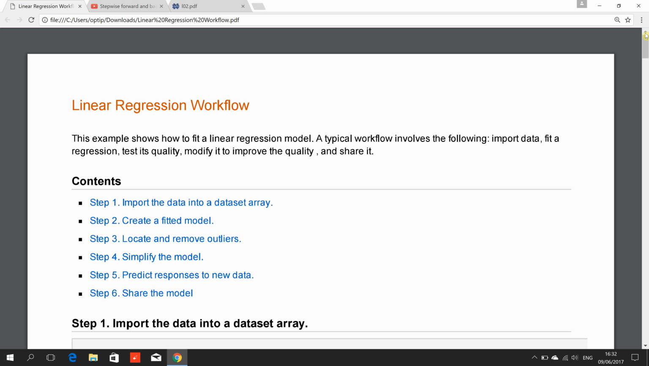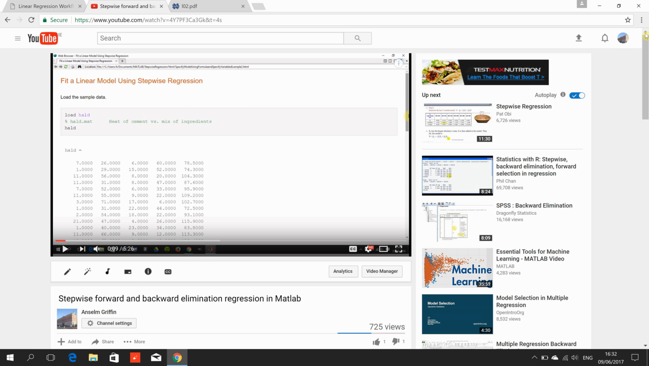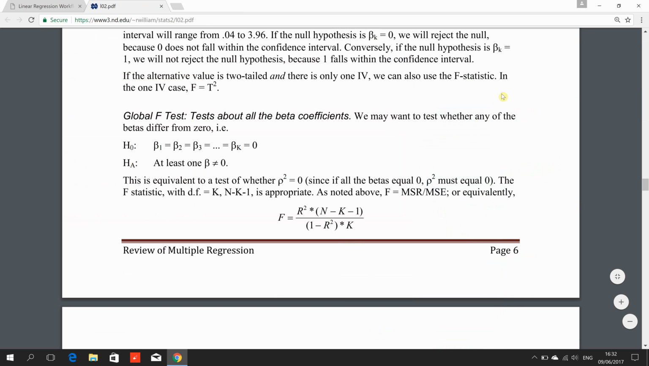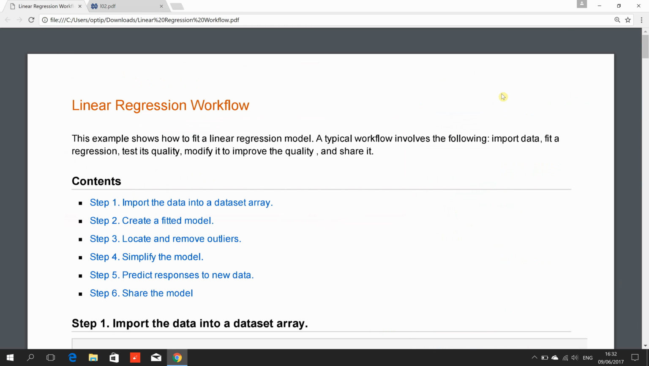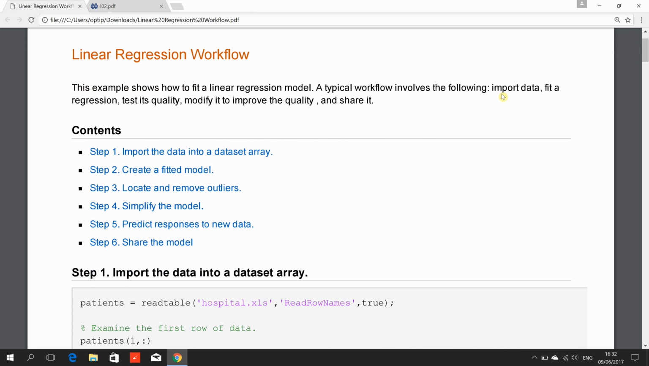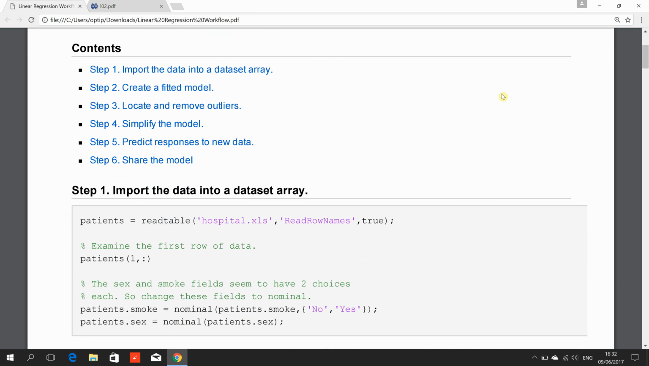Today we're doing a regression question, a simple linear regression. Well, not simple linear, we have a simple multiple linear regression. Okay, just to say I've done one more here on stepwise forward and backward elimination regression, in case that helps. So we can shut that down. So let's look at our workflow here. We have our steps here. I've published it into a PDF.